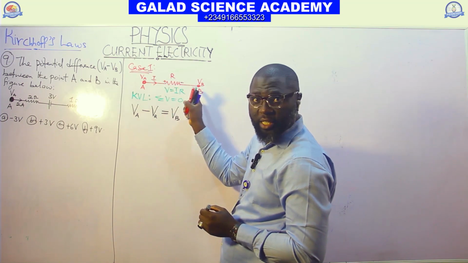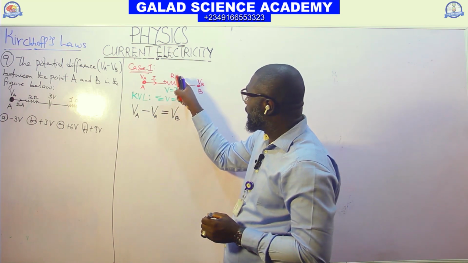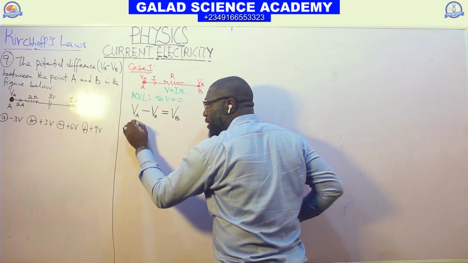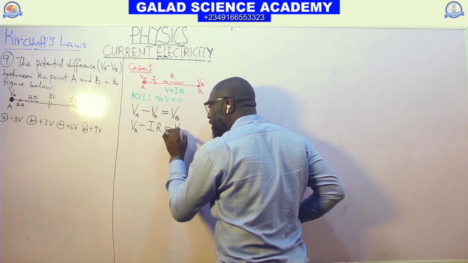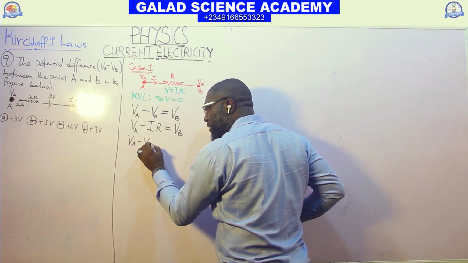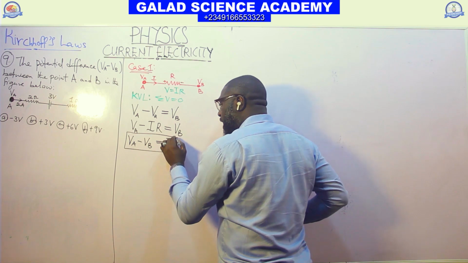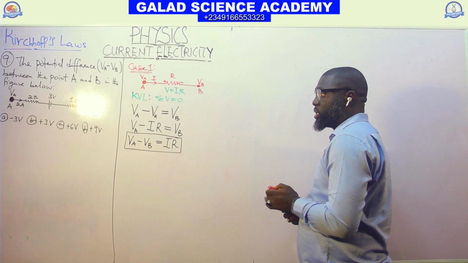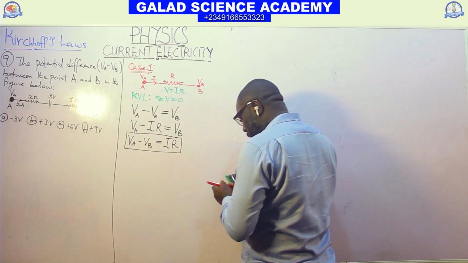Why is this minus? This is the current, it's flowing like this. Whenever the direction of your loop, I took my loop like this, and the current are the same, the resistor will be negative. So here we have VA minus IR equal to VB. You now have potential difference of A minus potential difference of B equal to IR. That is the potential difference for this kind of circuit, when the current is in the same direction as the loop.